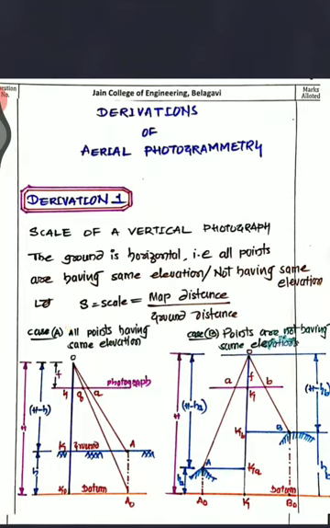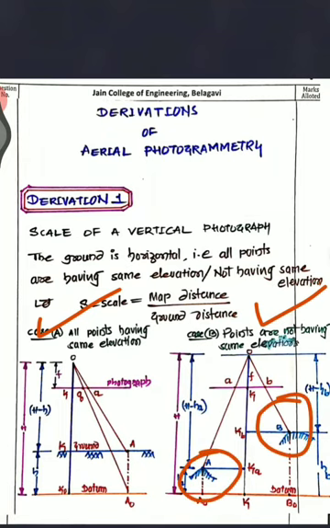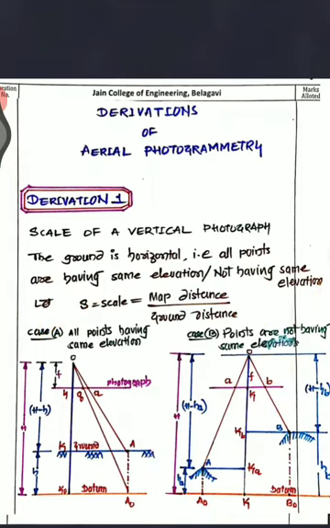Now here I have drawn two different figures. One figure is for points having the same elevation, and the second figure is for points having different elevation. You can see that point A is differently located with respect to point B, whereas in case 1 we have only one point located on a flat ground. So how to get the scale in these cases, that is what we are going to see in this problem.